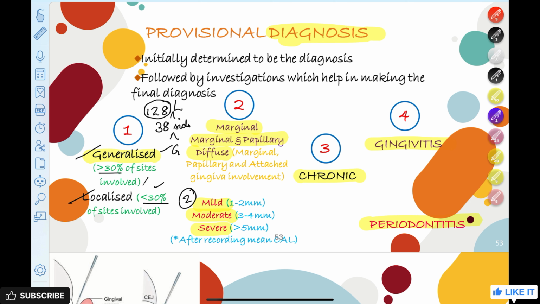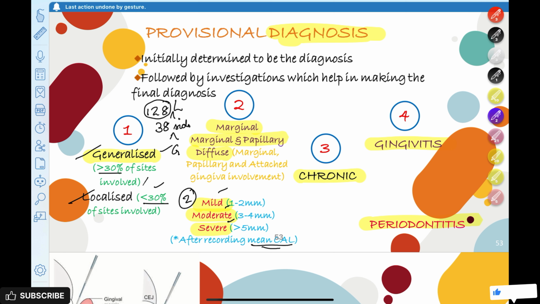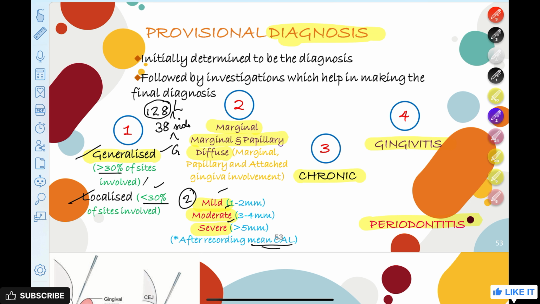Next we have mild, moderate, severe after recording the mean CAL. So if we get the mean clinical attachment loss, if it is 1 to 2 mm, it is mild, 3 to 4 mm moderate, and if it is severe, more than 5 mm. So this is the second diagnosis. The third diagnosis is marginal, papillary and diffuse. So first of all, marginal is nothing but this margin. If only this is inflamed, it will be marginal. If along with the marginal, the interdental papilla is also inflamed, marginal plus interdental papilla, we will tell it as marginal and papillary.